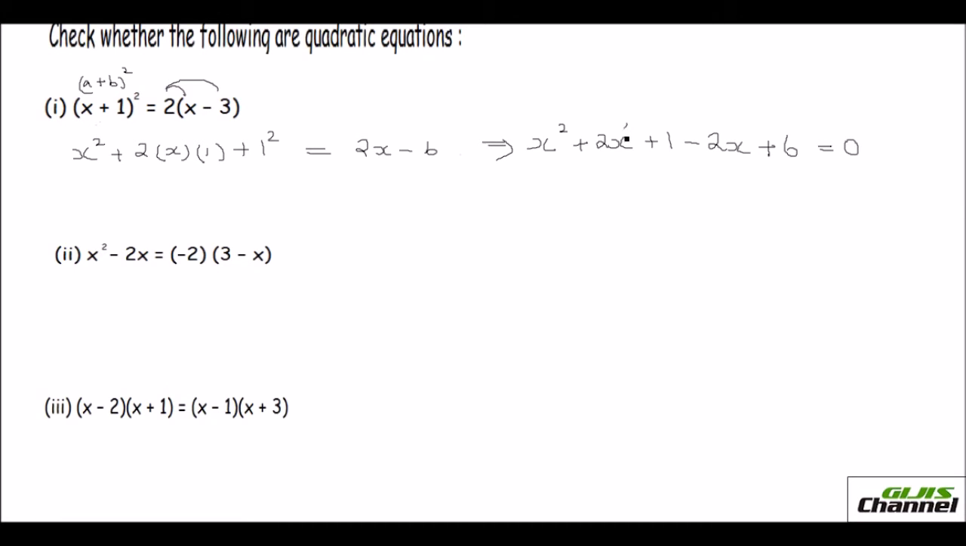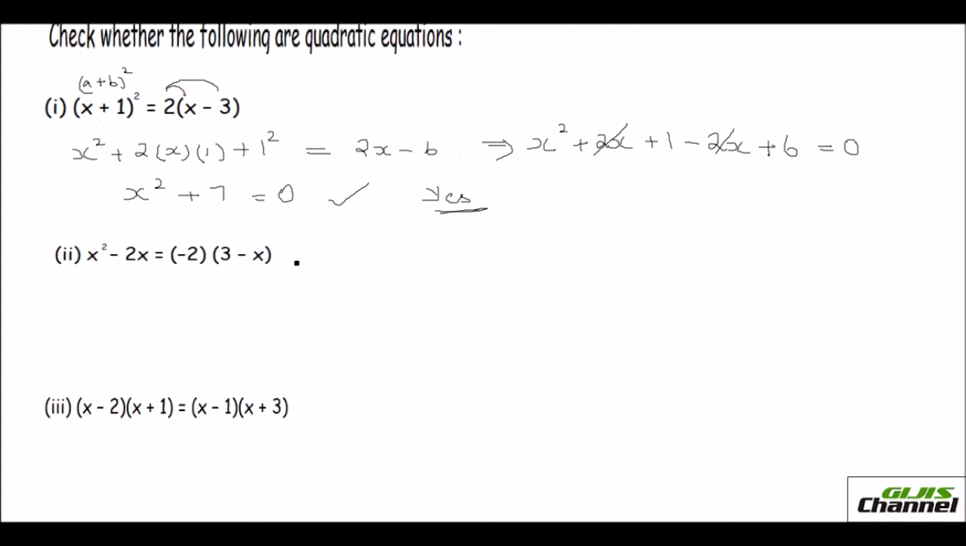So here this 2x and minus 2x get cancelled. Because that is plus 2x and minus 2x, that becomes 0, so I can cancel it. So I get 2x squared, 6 plus 1 is 7, plus 7 equals to 0. Of course, here your b term is 0, but still you can call it a quadratic equation. So you can say, yes, it is.